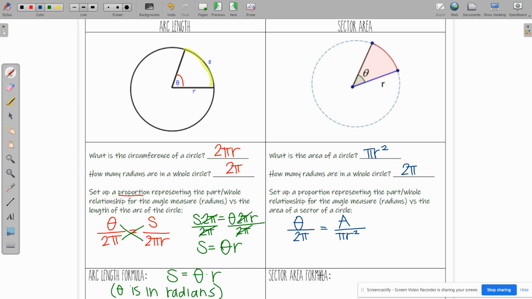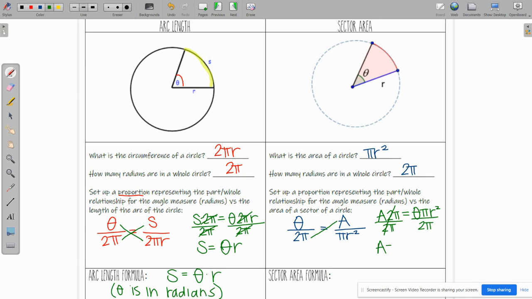So if we want a formula for sector area, then we can go ahead and solve again using cross products. So area times 2 pi will equal the other cross product, theta times pi r squared. So to isolate area, we want to divide both sides by 2 pi.